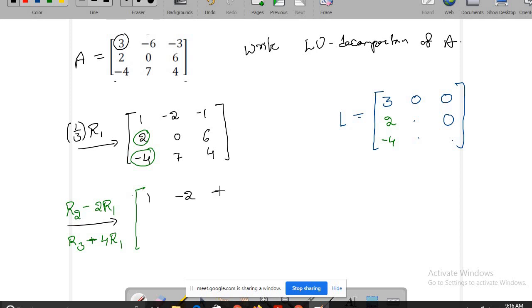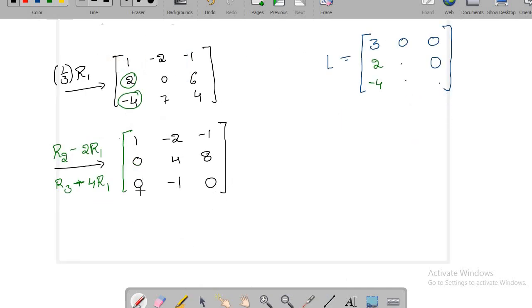Once you do this: 1, negative 2, negative 1, 0, and this is 0 minus of this, which is 4, 6 plus 2, which is 8, and 0, minus 8 plus 7, minus 1, 4 plus 4 times this, which gives me 0. Okay. So the next thing, we need to make it an upper triangular matrix.